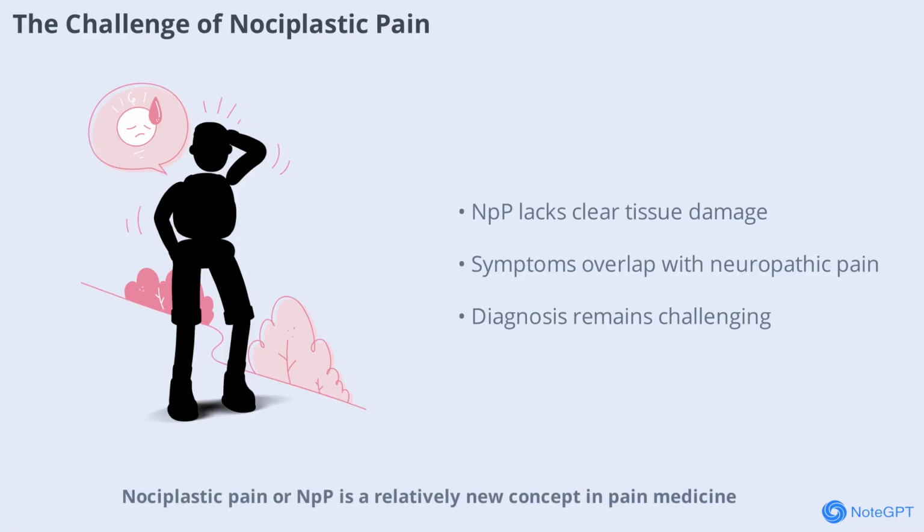and challenges. Nociplastic pain, or NPP, is a relatively new concept in pain medicine. Unlike nociceptive or neuropathic pain, NPP is defined by the absence of clear tissue damage or nerve lesions. This makes it particularly difficult to diagnose. Patients with nociplastic pain often experience hypersensitivity and spontaneous pain, symptoms that overlap significantly with neuropathic pain. Because of these similarities, distinguishing between NPP and neuropathic pain in clinical practice is challenging. The lack of reliable diagnostic tools further complicates matters, leaving both patients and clinicians searching for answers.